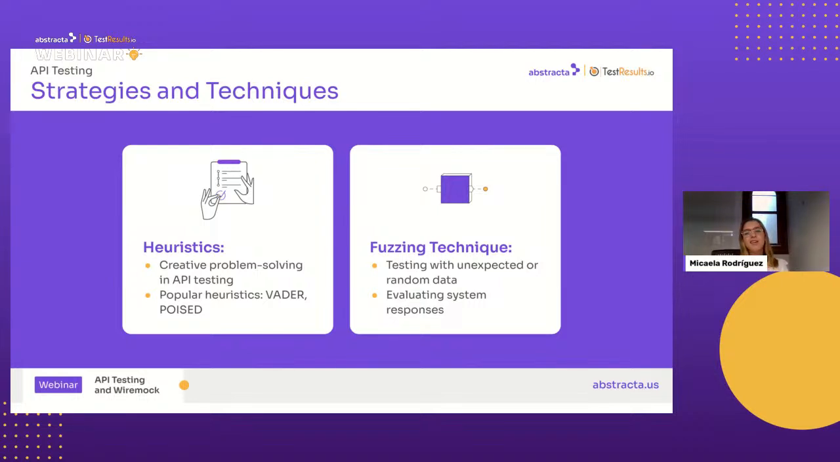So these heuristics applied to API testing might involve analyzing common use cases and different edge cases to determine the most effective testing paths. For example, some of the most popular heuristics used include VADER, POISE, among others.